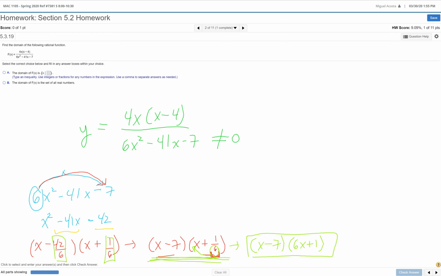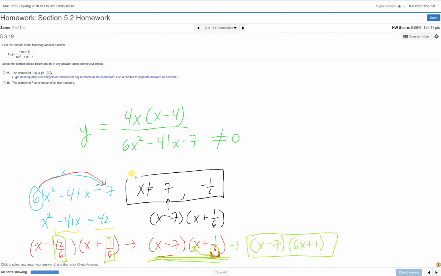If I felt like it, I could have just used these factors and realized, okay, the two numbers x cannot equal are, for this factor, 7, and for this one, negative 1 over 6. Those are the two numbers x cannot equal. So those are my answers.